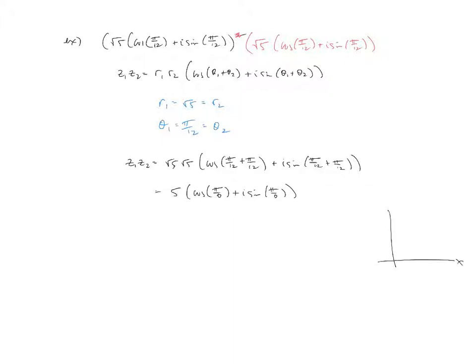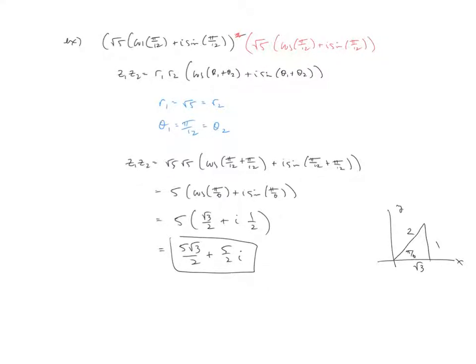If you draw your triangle for pi over 6, like we've done many, many times, we've got a 1, a 2, and a square root of 3. So cosine of pi over 6 is root 3 over 2, and sine of pi over 6 is 1/2. To write this in a plus bi form, we have 5 root 3 over 2 plus 5 over 2 i. So there's the product of the original problem.